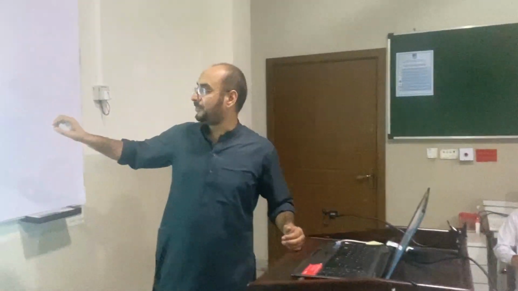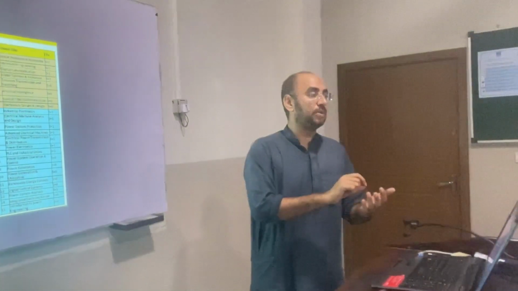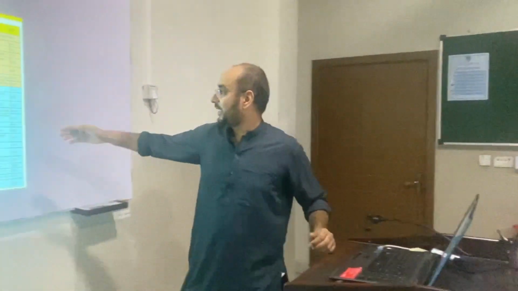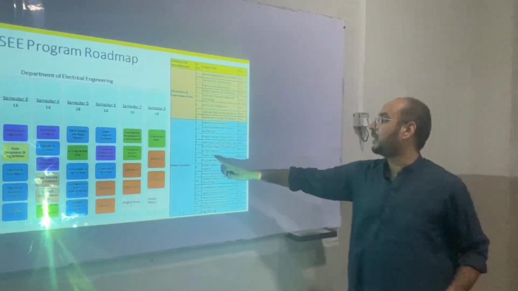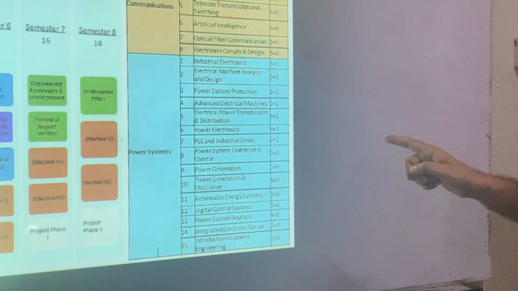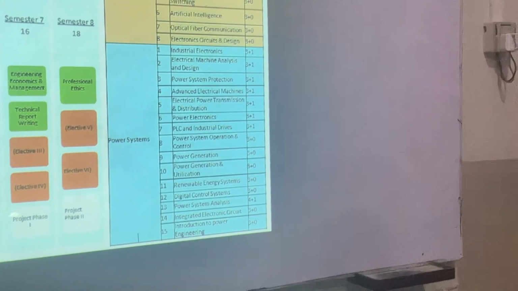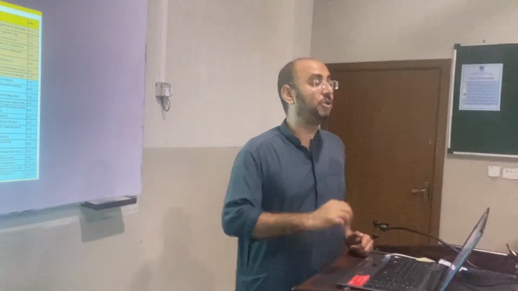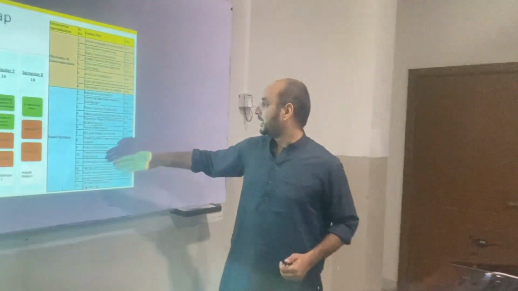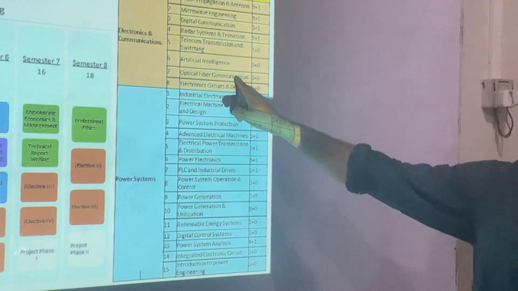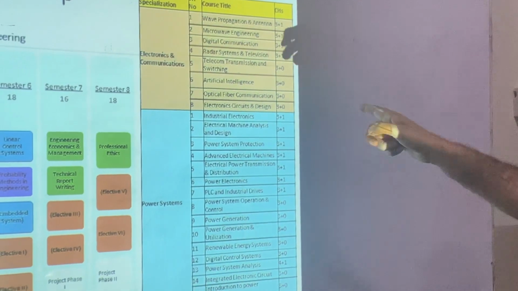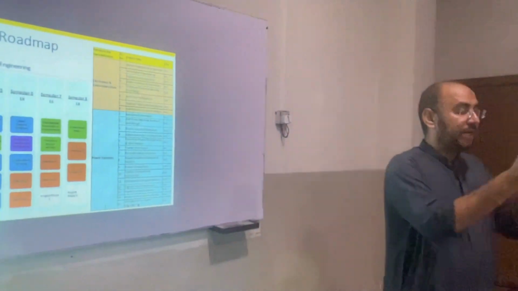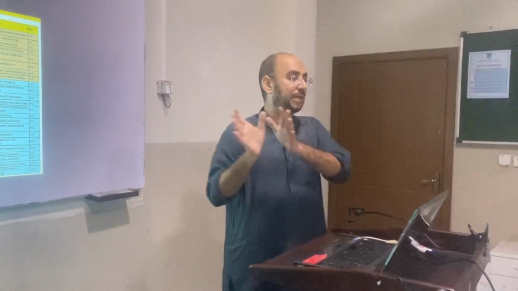For example, a student of electrical engineering may be interested in electronics, so there should be a course like power electronics that he can opt for. If the student is interested in communication, he can have something like optical fiber communication and opt for that course. So there are streams, and it is a bit flexible.